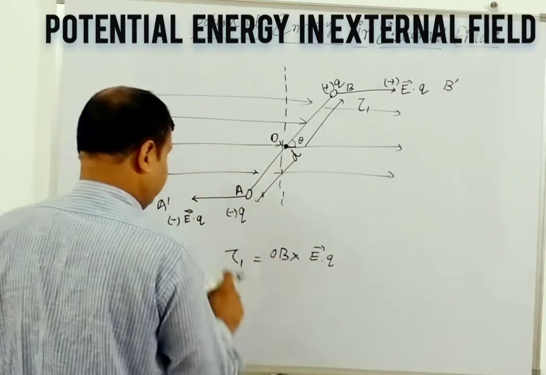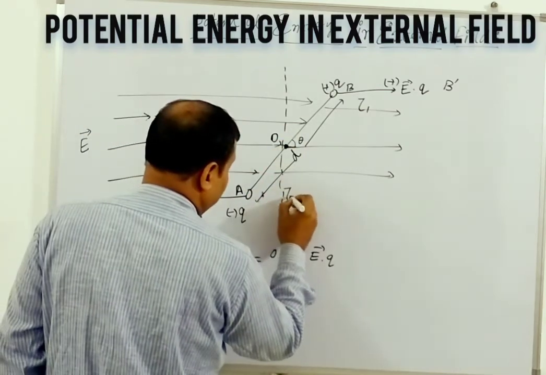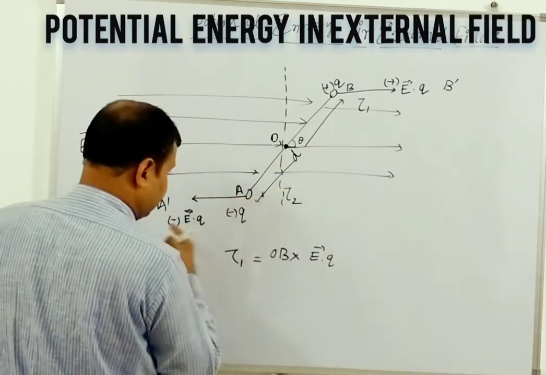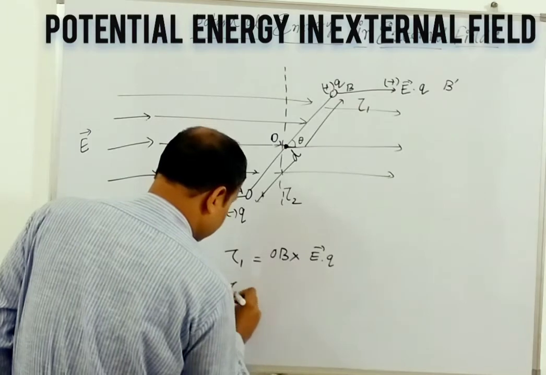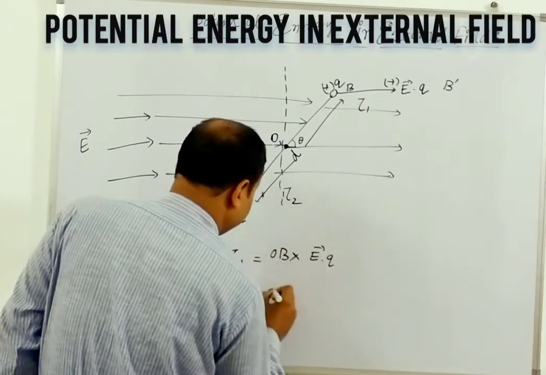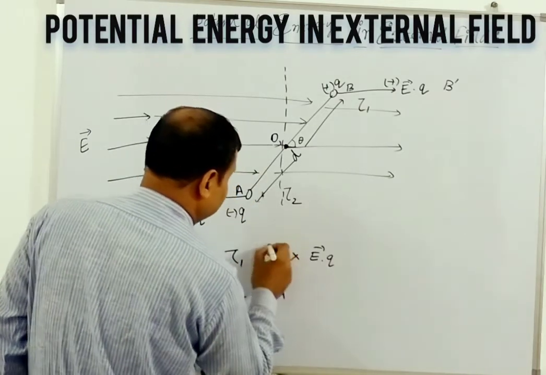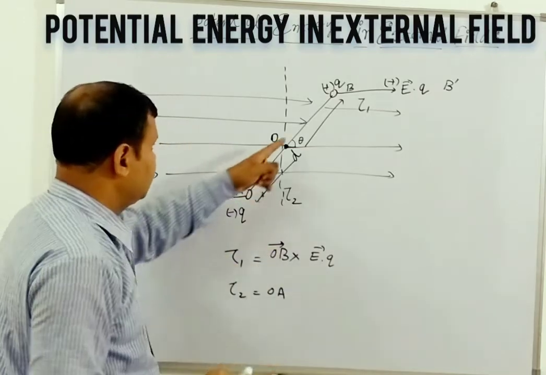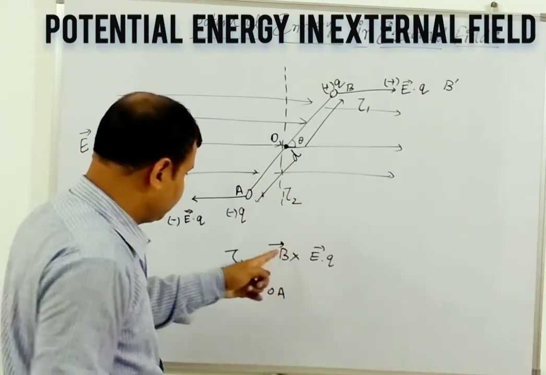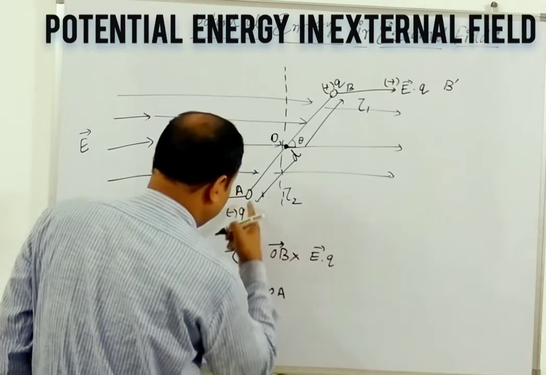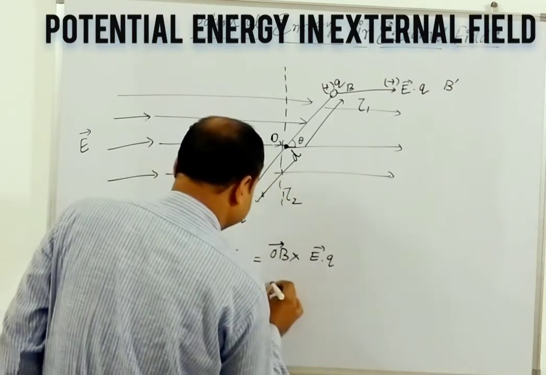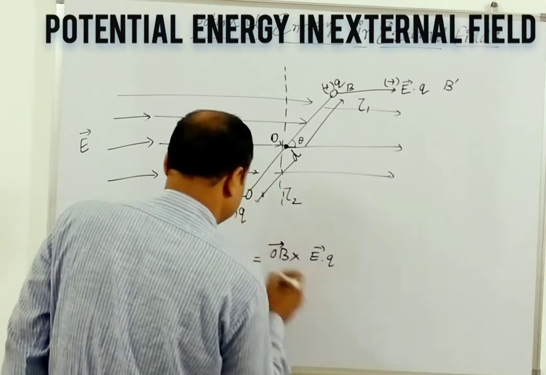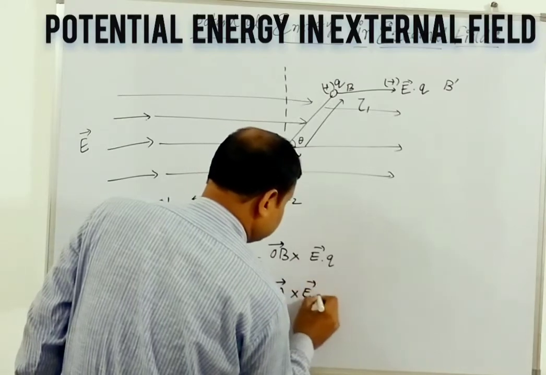Okay? And tau 2, if you define this tau 2 in this A dot direction, so tau 2 will be OA, and this is the position vector. So this will be the direction. OB is also the direction. So this is position vector. So it is the vector. So OA. Now this is OA, and into EQ.